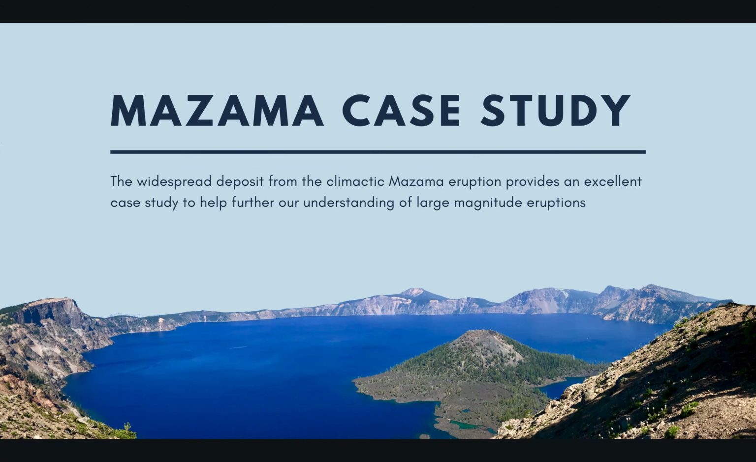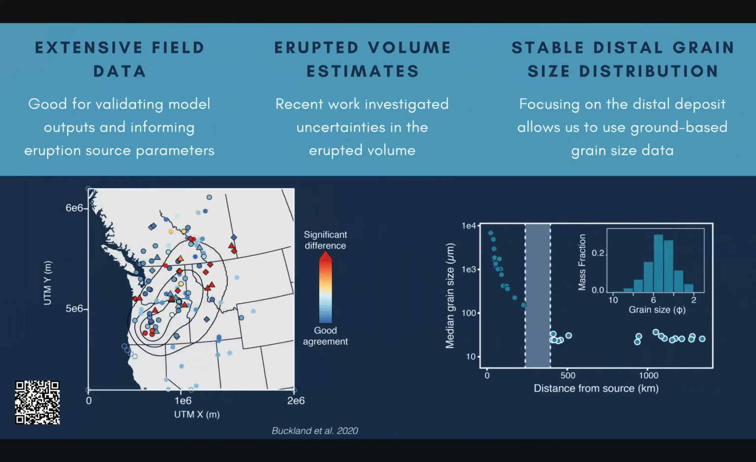This is one of the reasons that using the climactic eruption of Mount Mazama in modern-day Oregon is quite useful for studies of large eruptions, because of its widespread on-land Tephra deposit. This has meant that many authors, including myself, have been able to carry out extensive studies of the Tephra deposit in order to constrain eruption source parameters such as the volume and the plume height, and also the grain size distribution.